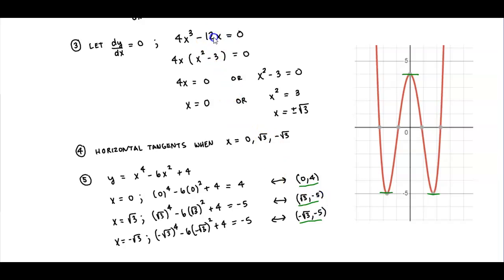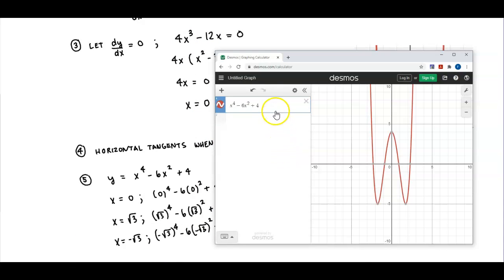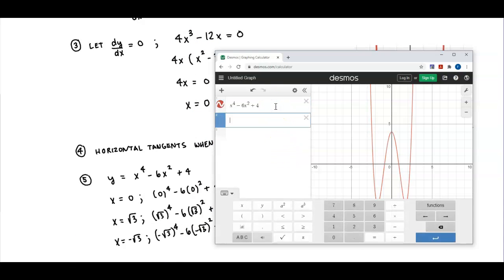So we can then graph the derivative to see what that looks like. So let's go ahead and graph the derivative. Okay, so we have 4x cubed minus 12x. And you can see there are your x values, which are negative square root of 3, 0, 0, 0, and square root of 3, 0.